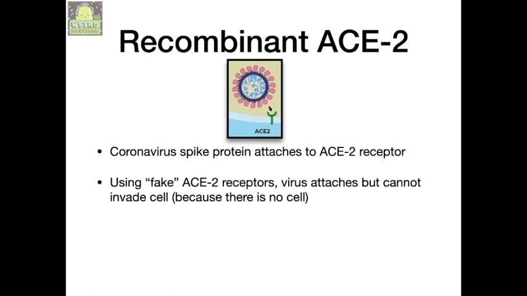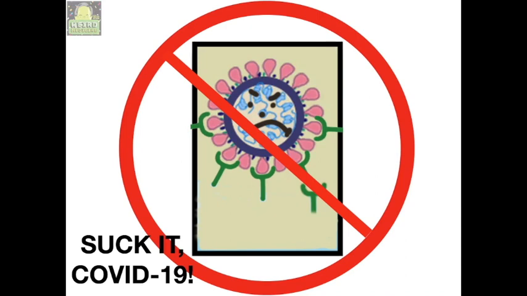And then there's a really interesting one, this recombinant ACE-2. So if you remember, the coronavirus spike protein attaches to this receptor in the body called ACE-2. So what some geniuses came up with was, let's just throw out some decoys. They're using fake ACE-2 receptors, and the virus attaches to them, but then they can't invade the cell because there's no cell there. So you know what? Suck it, COVID-19.